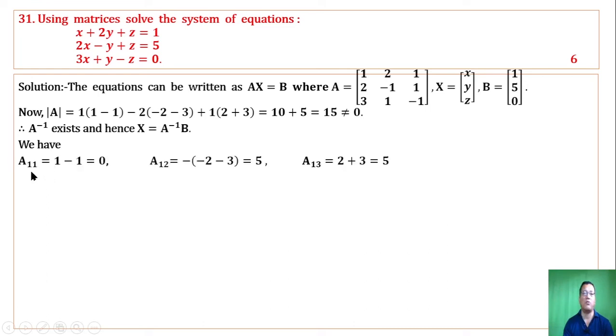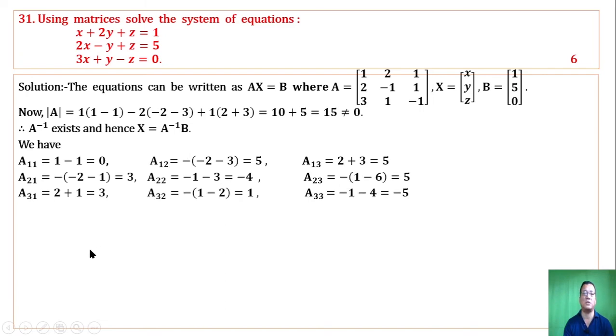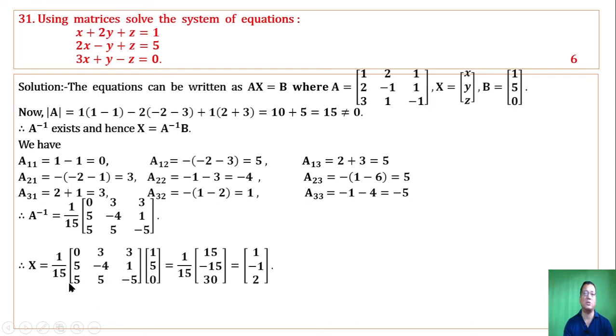We have A11, the cofactor of this element 2, as 1. We have to find the cofactors of each element in each row. Therefore, A inverse is 1 by determinant A into adjoint A. We have A inverse as this. Putting this value in this equation and multiplying, we get 1, minus 1, 2. Equating X, the column matrix formed by x, y, z, we get x equal to 1, y equal to minus 1, z equal to 2. These are the required solutions.